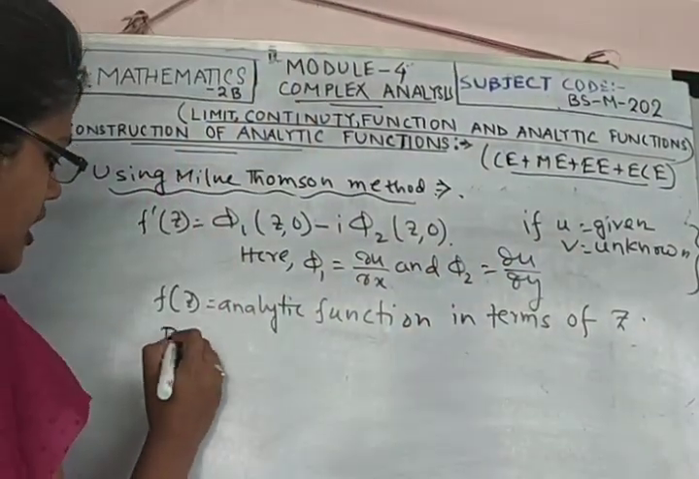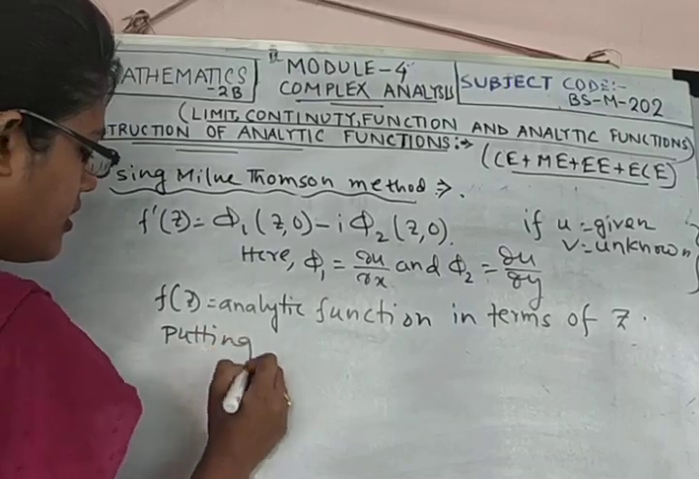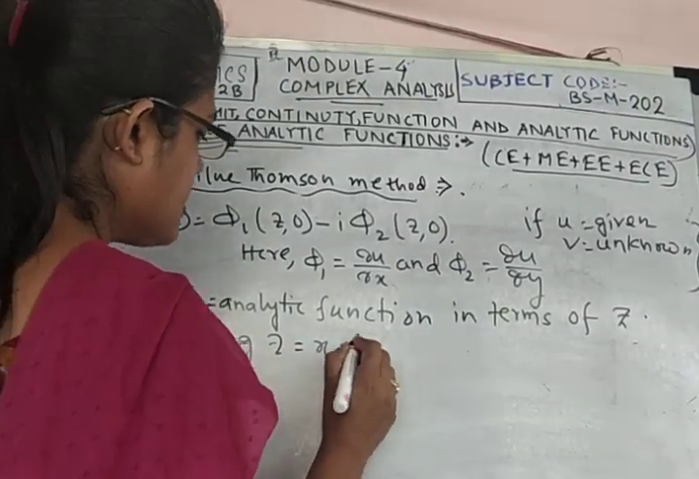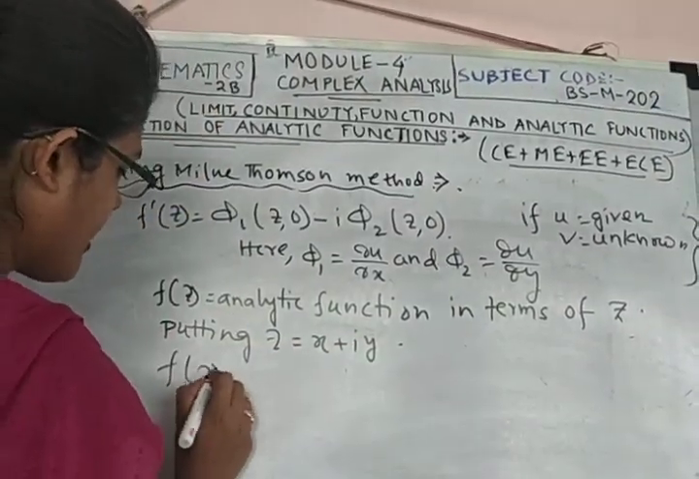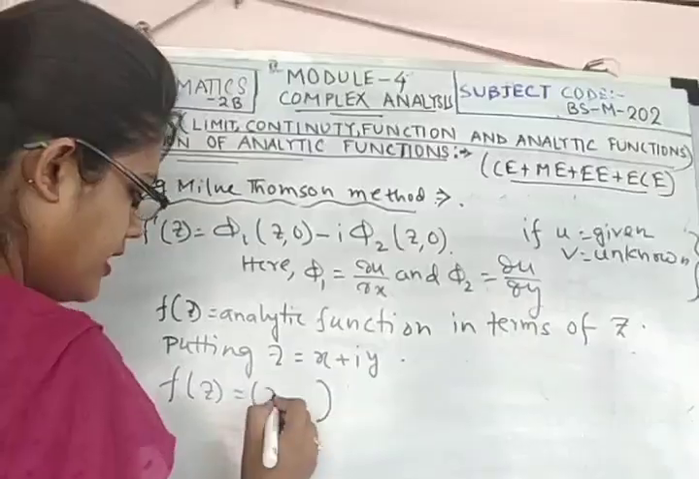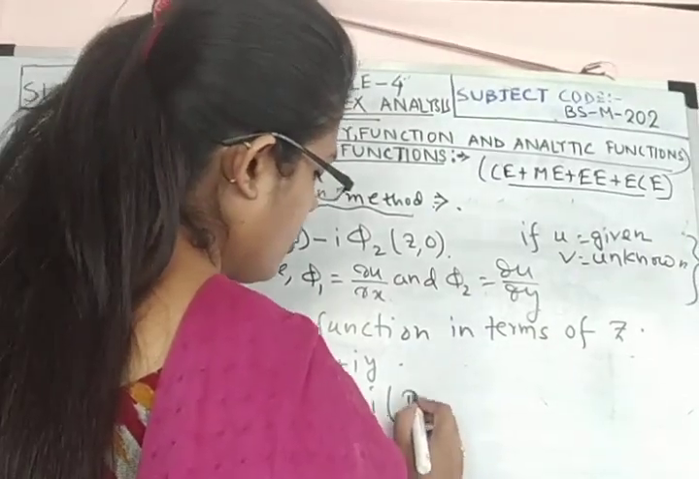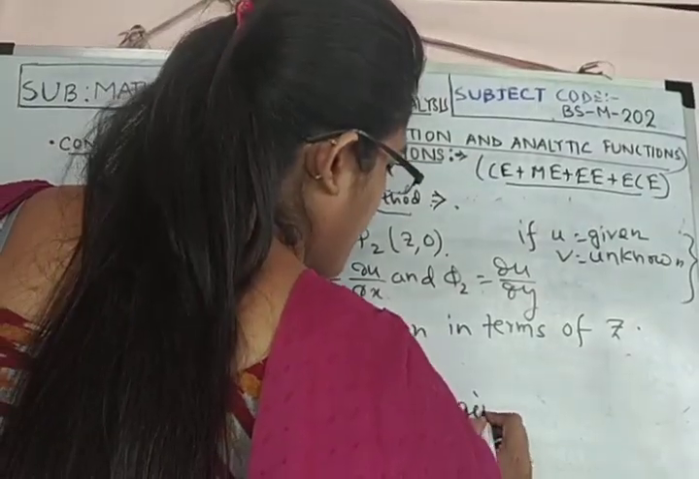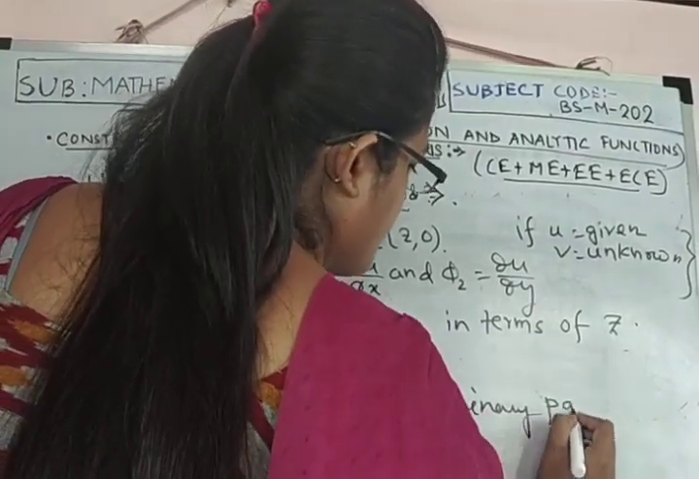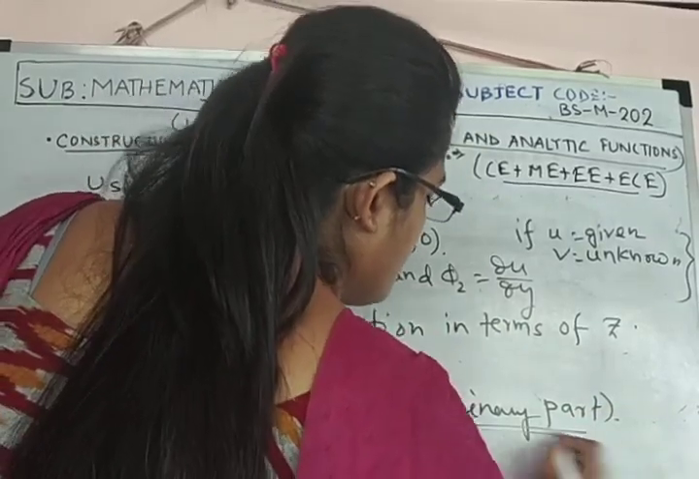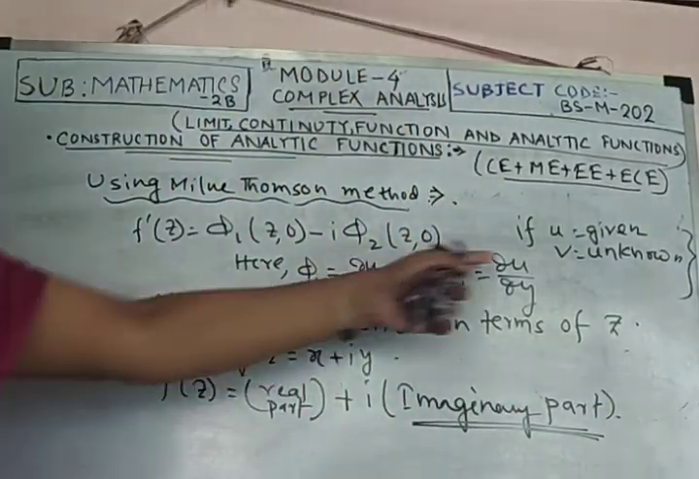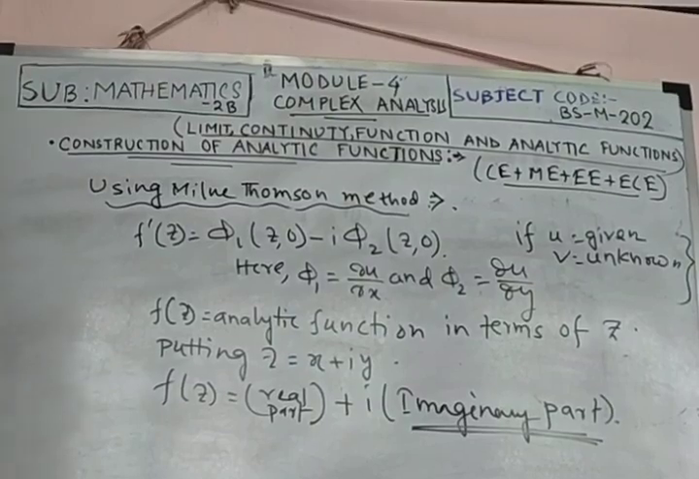After that, putting z equals x plus iy, we find the real part plus i into the imaginary part, and this will be our answer. The imaginary part is the unknown form. Okay, so now we take the problem.